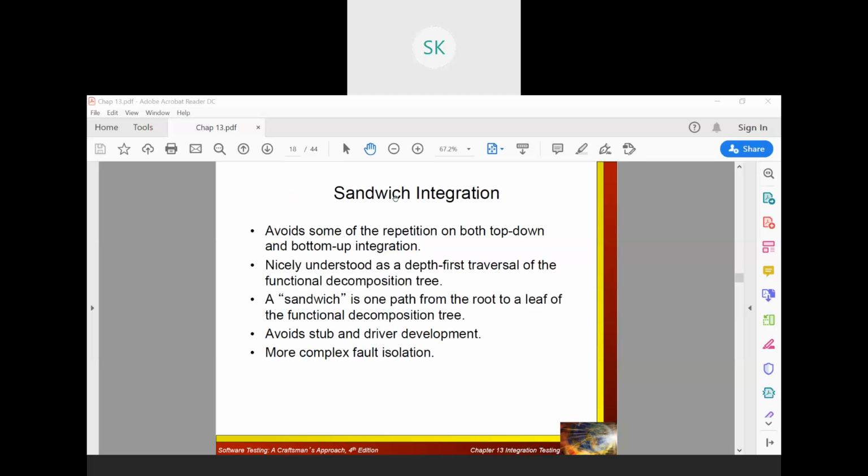Next one is sandwich integration. What is a sandwich integration? It is a combination of both. It is a combination of your top-down as well as bottom-up. So you have a stub as well as a driver. Both the things are available. Driver is nothing but who will be driving the entire particular code to the main. Stubs are nothing but, from the driver, all the particular instructions will be taken care of with respect to your functionality.